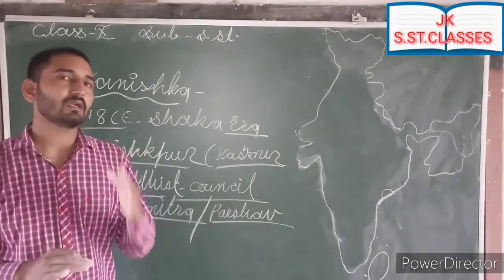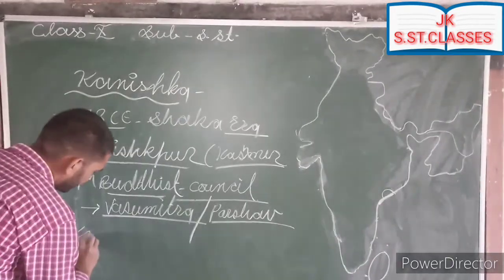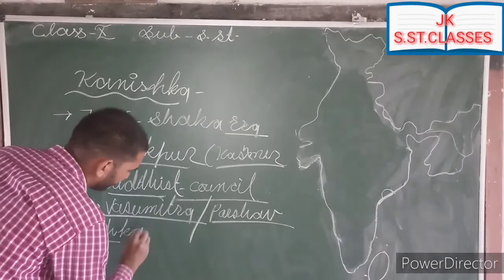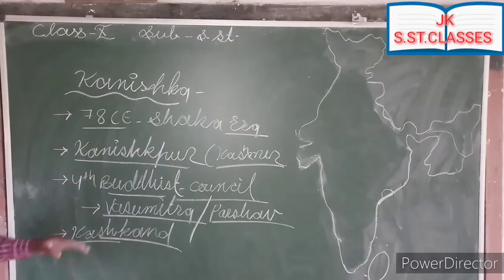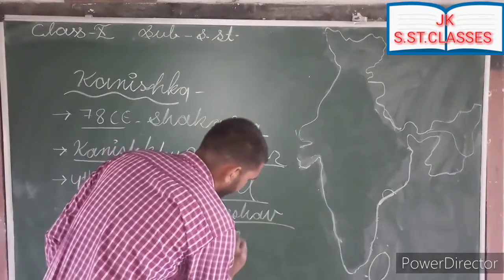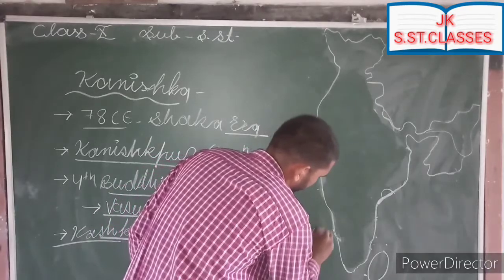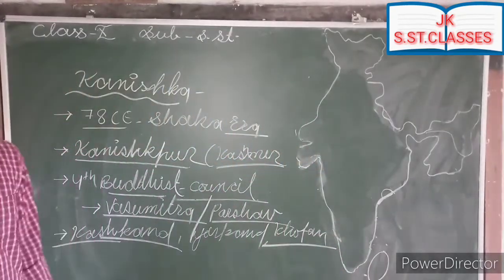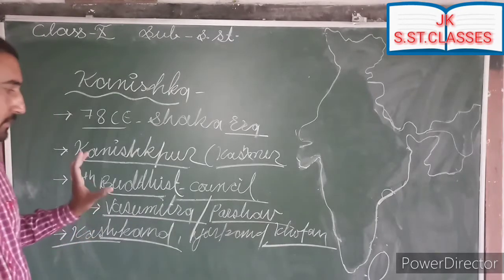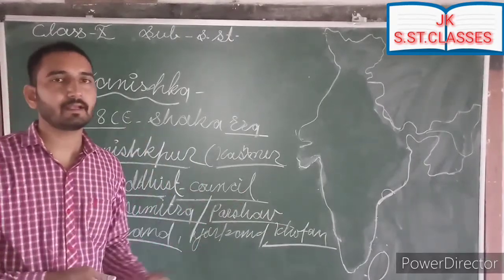Kanishka conquered the region of Kaskand, Yarkand and Khotan. Okay, three major regions were in the empire of Kanishka. In the war, he conquered three major regions: Kaskand, Yarkand and Khotan. Okay, Kaskand, Yarkand and Khotan. These three regions were won by Kanishka, and these regions were earlier related with China.